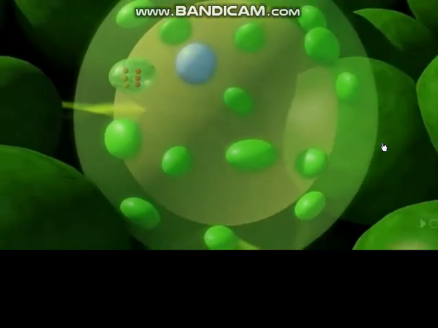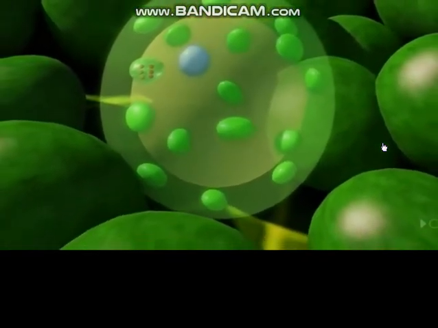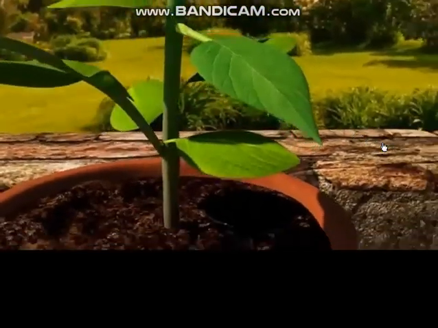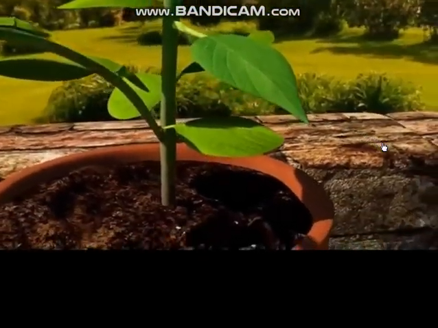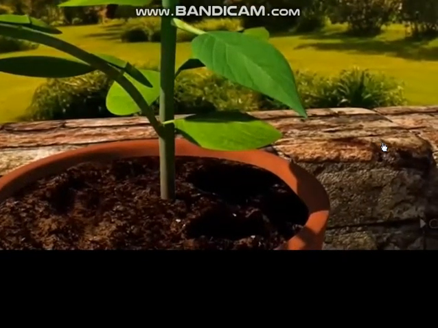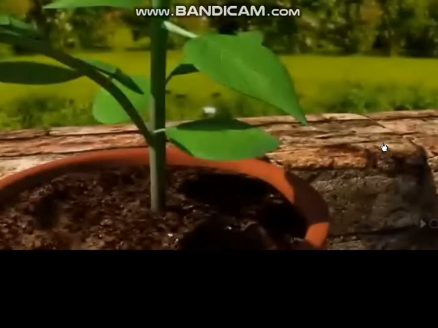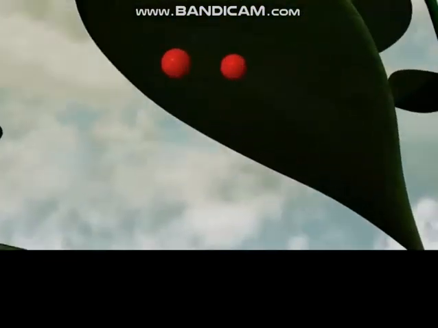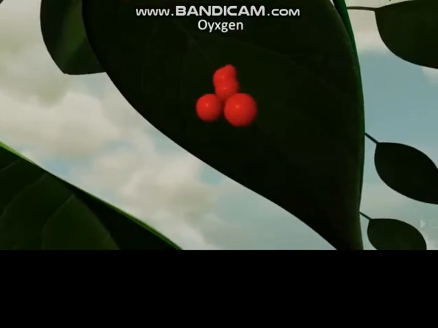The glucose produced during photosynthesis acts as food for the plant. Most of the glucose molecules produced join together to form starch and are stored inside the leaves. The oxygen produced by the leaves is released into the atmosphere.